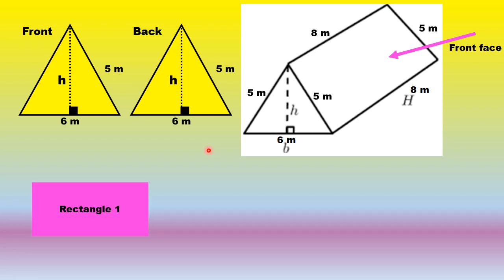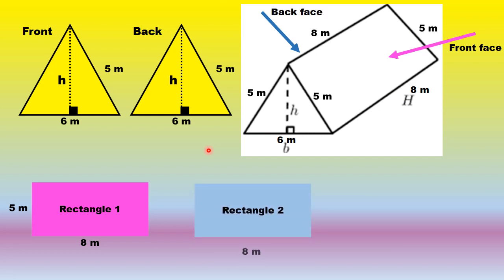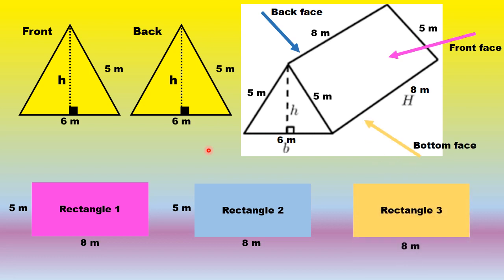Okay, so for rectangle number 1, which is the purple arrow there showing, can you see that the length is 8 meters and the breadth is 5 meters? Okay, length times breadth. So now for the rectangle at the back there, let's call it the back face. Rectangle 2, you've got also length is 8, breadth is 5. Okay, I hope you could see that. I'm going to show you another way just now how to identify what is the length and the breadth. Let's just have a look at the bottom face. Rectangle number 3, it has a length of 8, but a breadth of 6.